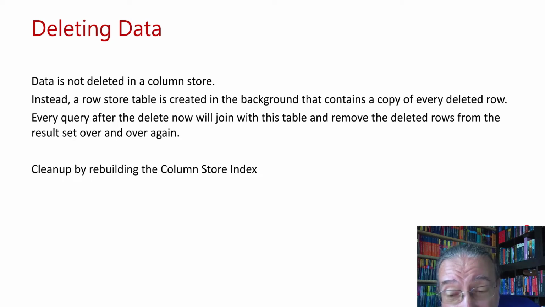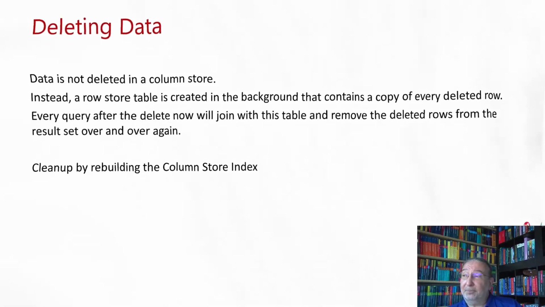Even if you delete all the rows from a row group, it doesn't remove the row group. It doesn't have that intelligence. Maybe Microsoft will improve this in the future, but for now, no. If you delete 1 billion rows, they create a table with 1 billion rows in the background and then take the delta every time.